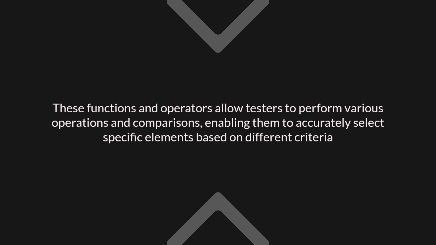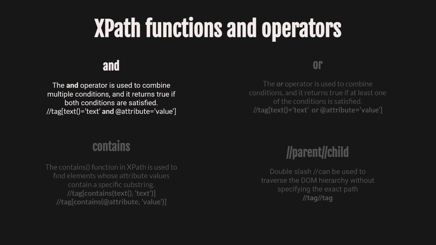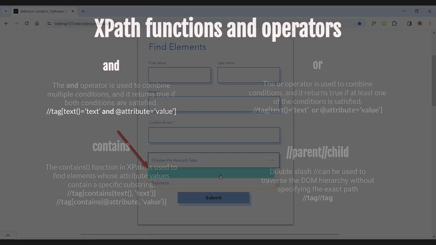The first operator which we are going to show is AND. The AND operator is used to combine multiple conditions, and it returns true if both conditions are satisfied. The syntax of the selector with the AND function should consist of the operator AND between the selectors. For example, a selector for XPath with the text content plus a selector for XPath with attribute value. Let's check it in practice.